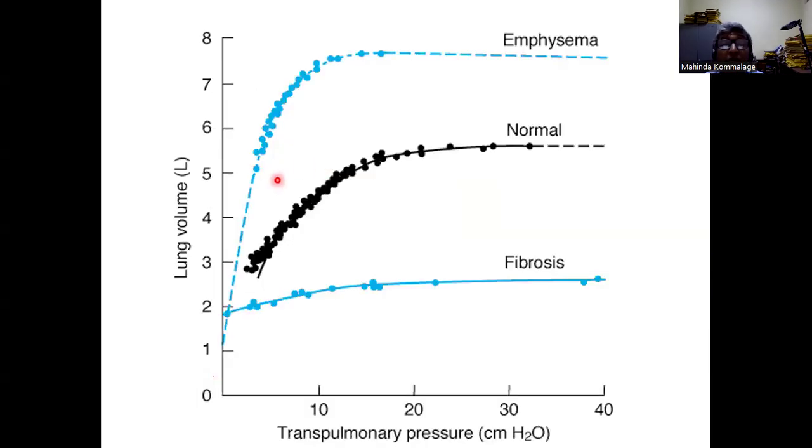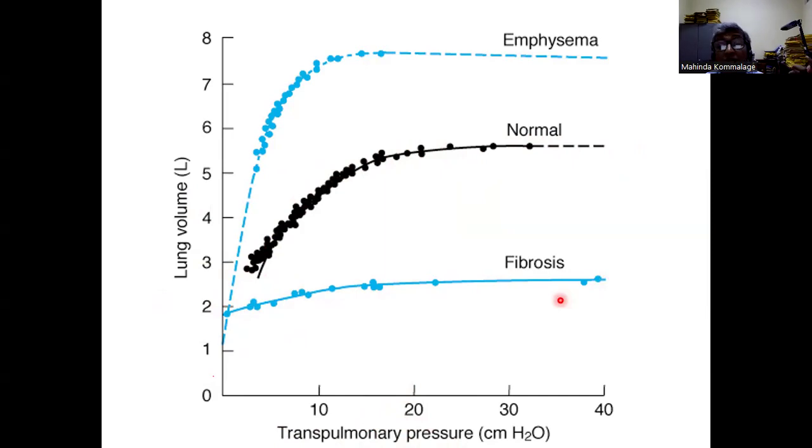In this diagram, you can see pressure change and volume change, and this is normal, what we expect when the pressure changes. We can expect this type of shape, volume increase. But in fibrosis, you can see the volume increase is less for the pressure increase, right? Because there is more fibrous tissue.